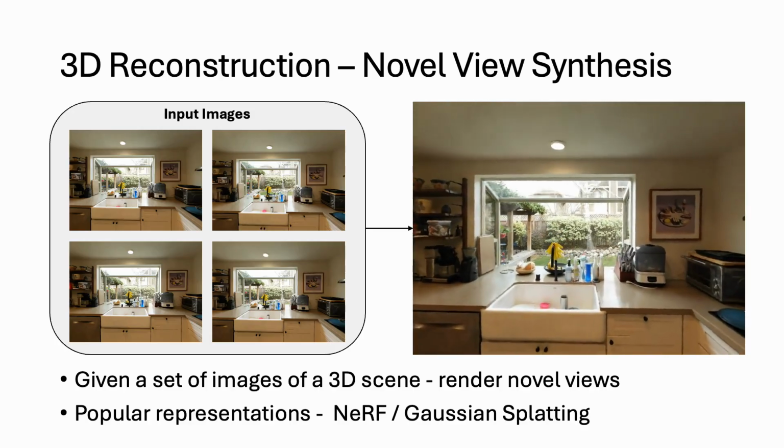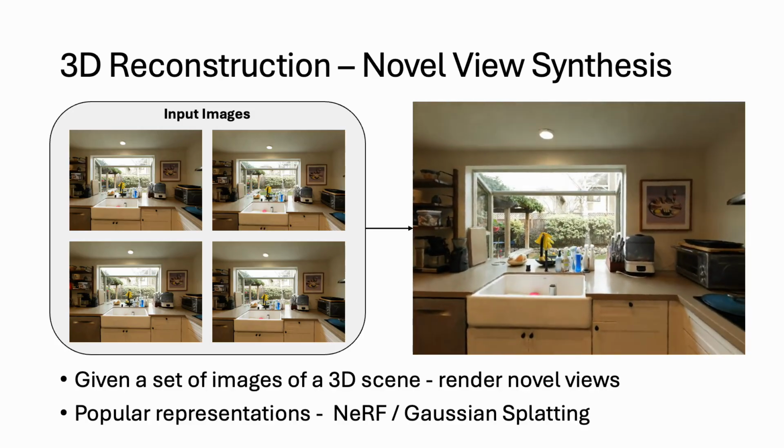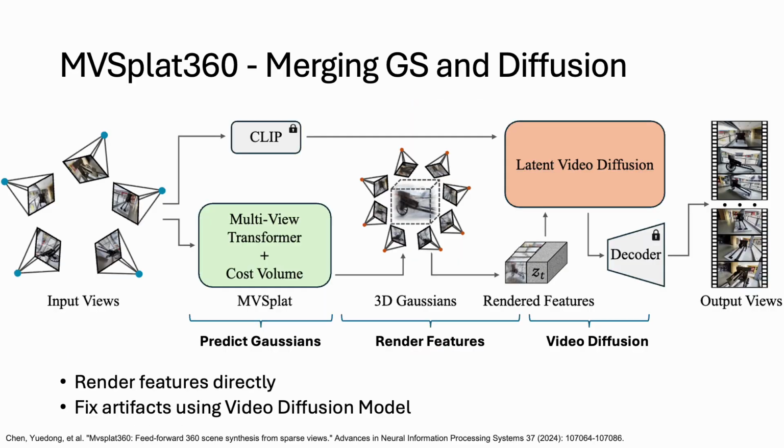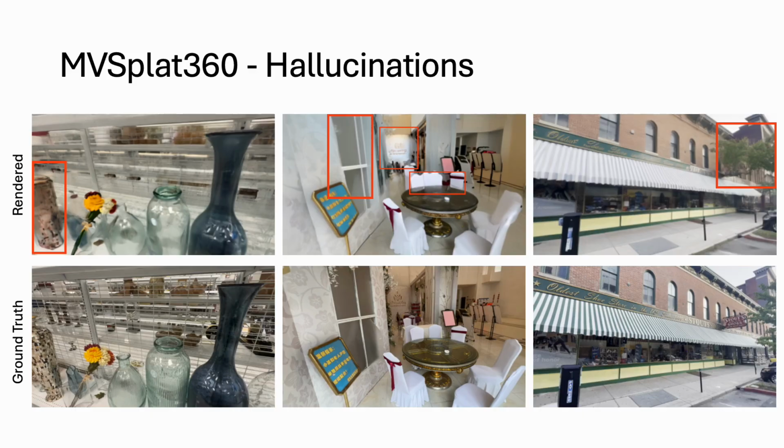Popular novel view synthesis representations like NeRF and 3D Gaussian splatting traditionally work in RGB space. Recent methods explore 3D-GS in the latent space of diffusion VAEs instead. A prominent example is MVSplat360. It predicts 3D Gaussians from a few input views, renders features directly in the VAE latent space, and then uses a video diffusion model to clean up the rendered features before decoding. This tight coupling with a diffusion pipeline is attractive, but as we'll see, it hides a subtle problem.